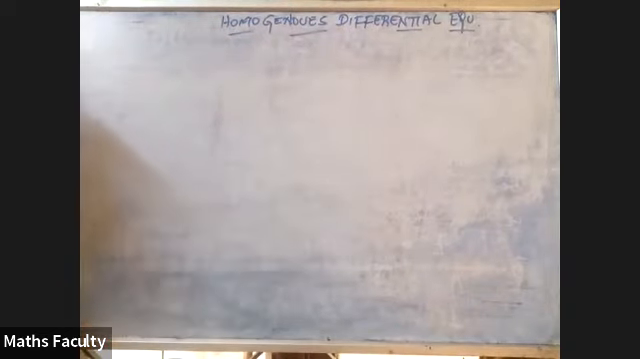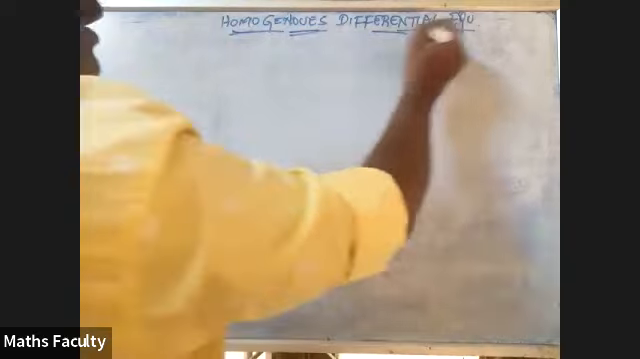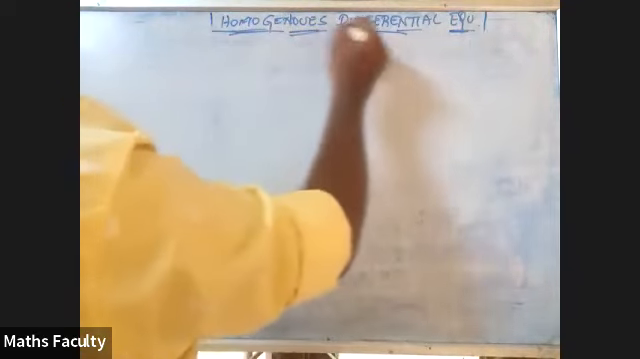Before we start the class, I want everyone to say hi to me. Please come on, one by one, say hi, then I will proceed. Hi, sir. Hi, sir. Good morning. Good morning to all of you.